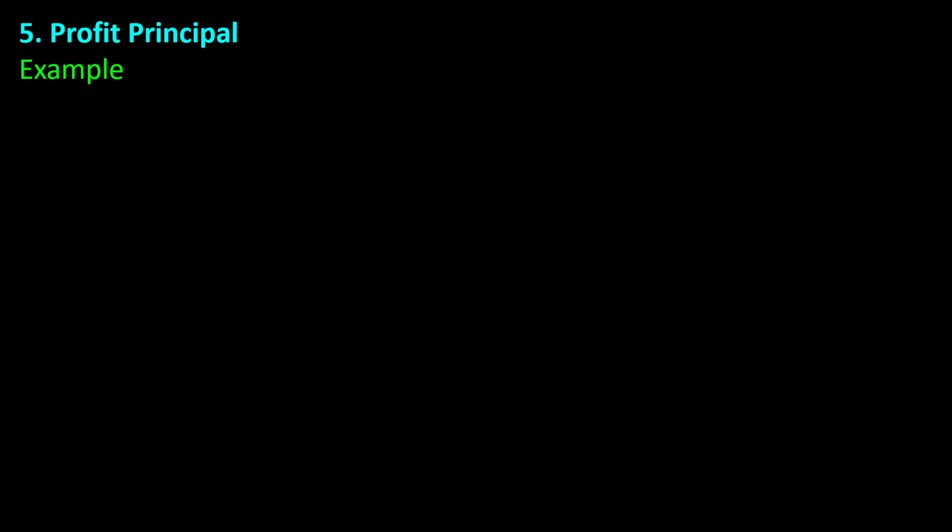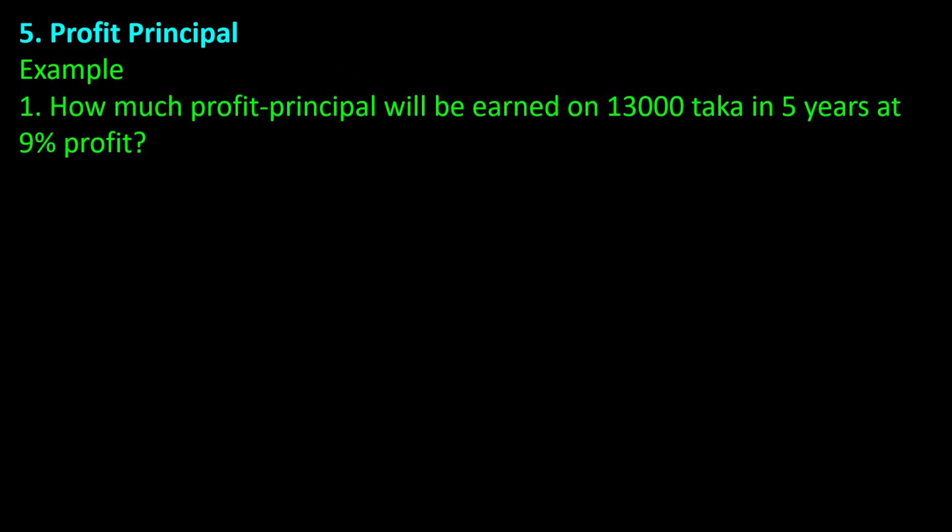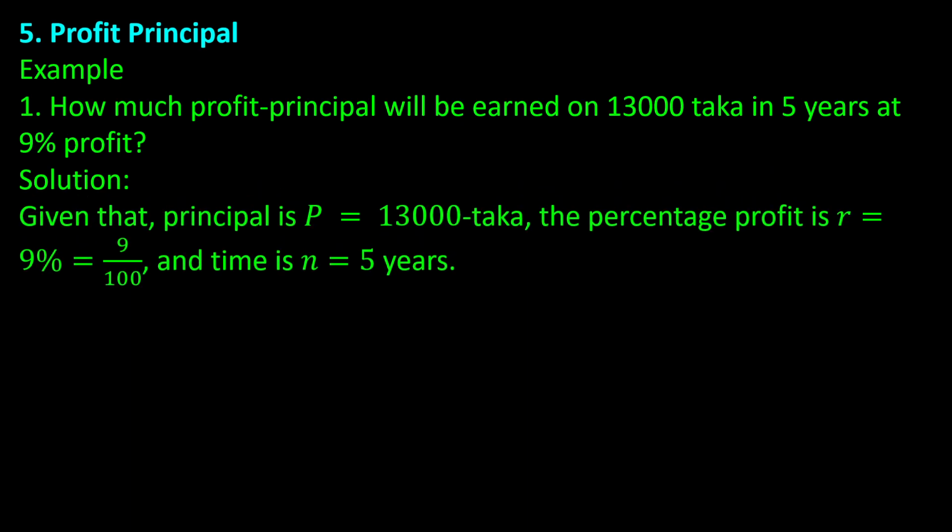Here some examples are given on the profit principle. In the first problem, we have to find how much profit principal will be earned on 13,000 taka in 5 years at 9% profit. From the problem, we can see that the principal is P equals 13,000 taka, the percentage profit is R equals 9%, that means 9 by 100, and the time is N equals 5 years.